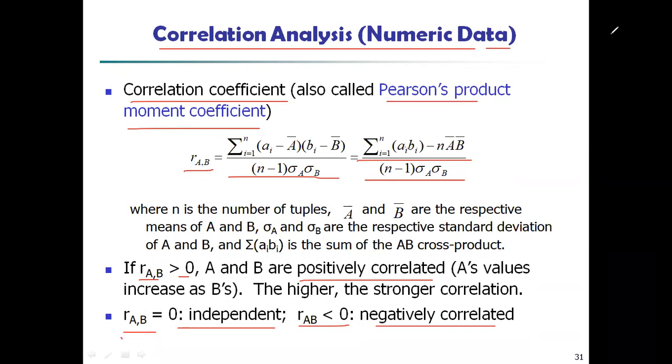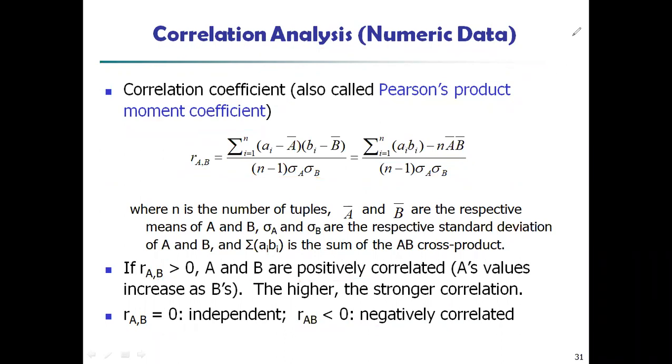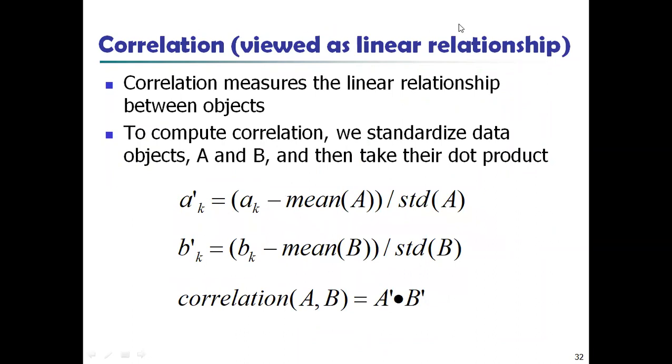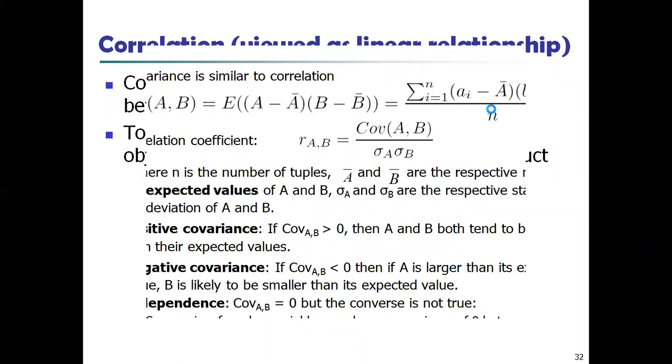Clear? And coming to the next one. Next one is correlation measures for a linear relationship. The same thing we have continued here. This is not important now.